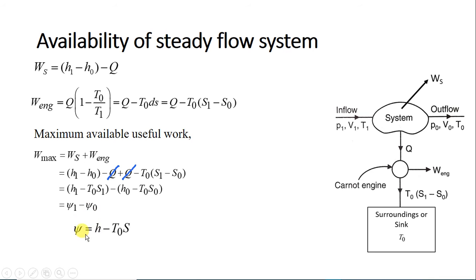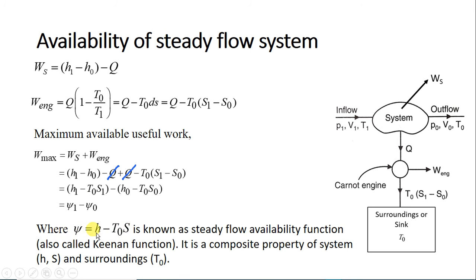So what is psi? In general, psi will be H minus T0 into S. Now this psi is known as the steady flow availability function. What was phi? Phi was the availability function of closed system. And this is the steady flow availability function, psi. It is also known as Keenan function, and it is also a composite property of system and surrounding. So surrounding has subscript 0 and system has subscript 1.